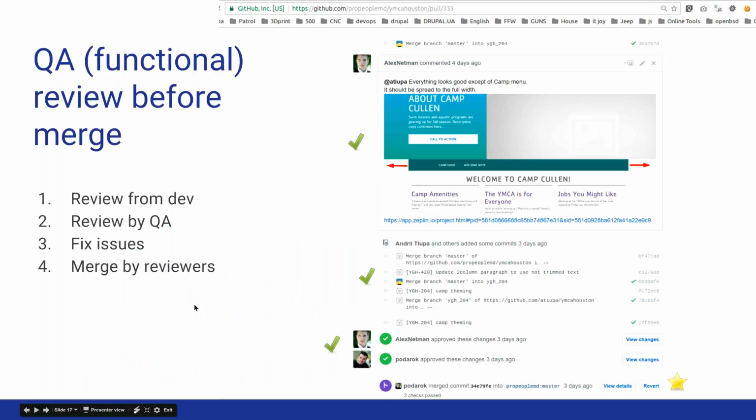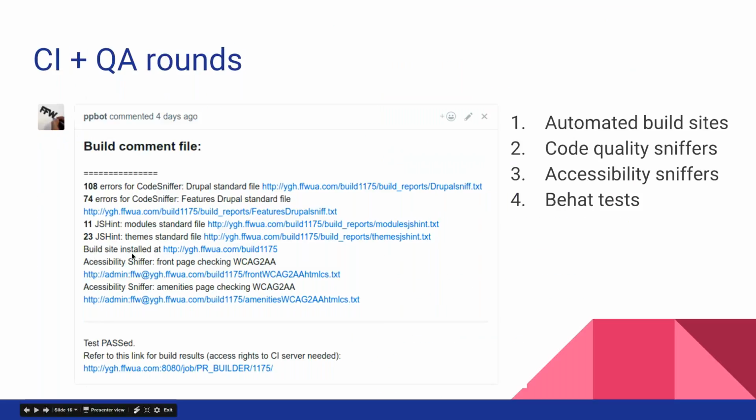And here is the QA part of the pull request. On the previous slide, you can see there is a build site installed link. Every site for the pull request is a dedicated and unique environment. It's a zero-cost environment. You can do everything you want with that site in terms of testing. And you can simply rebuild this build by putting specific comments to the GitHub thread.